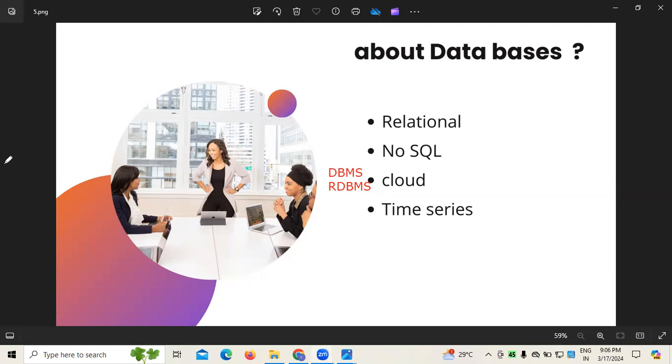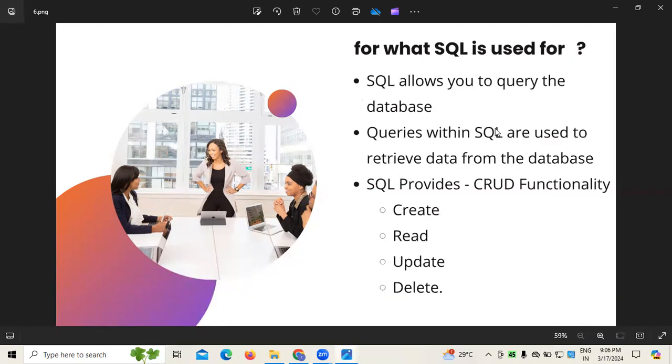Now this is generally about the databases. When it comes to SQL, for what purpose is it being used? Sometime back I told you, right? SQL is the one which majorly allows you to query the database, meaning what databases you want to create. Next, if you want to retrieve any data from the database, you can do it. It also provides CRUD functionality: create data, read, update, delete, insert. This is something we want to be familiar with.